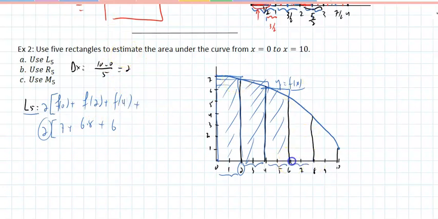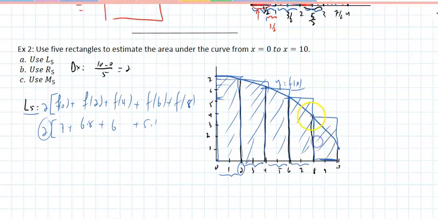Plus, when I look at this interval, that looks like a 5.1. That's f of 6. And of course, f of 8, when I look at the last, is about 3.5. Okay, I should have done that first. I'm trying to get a point across. So I should have 5 of those.